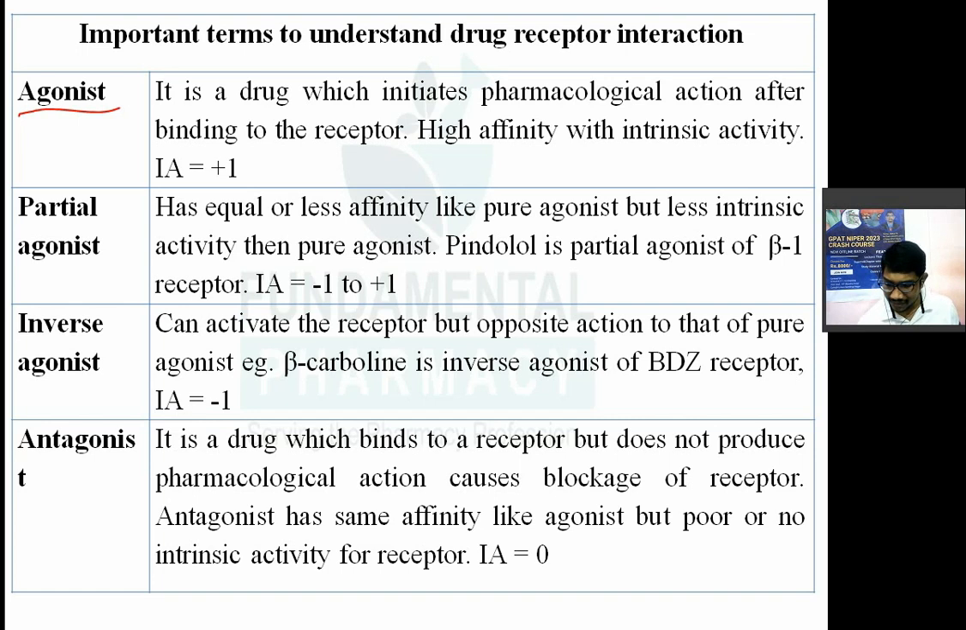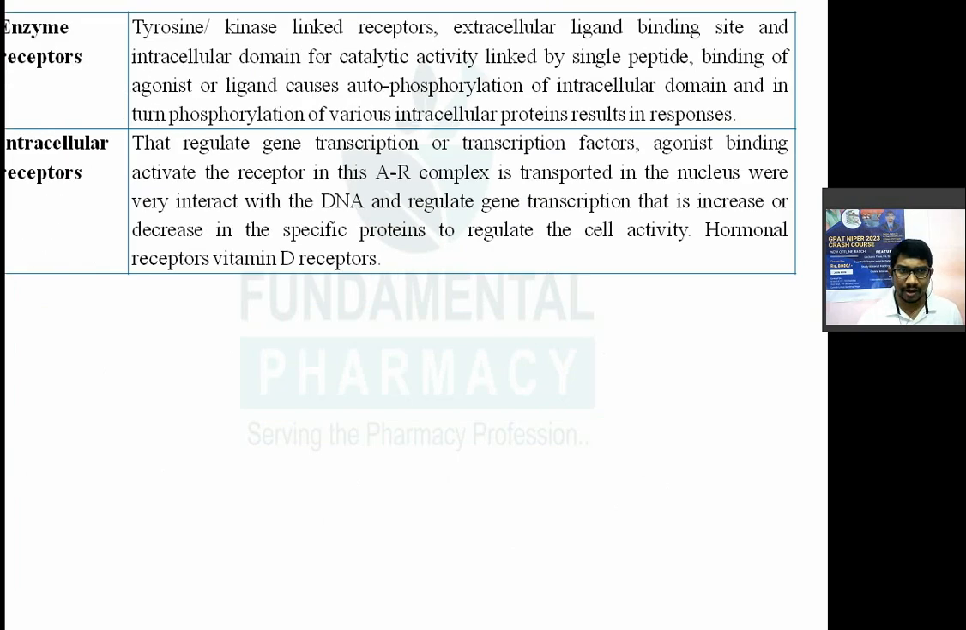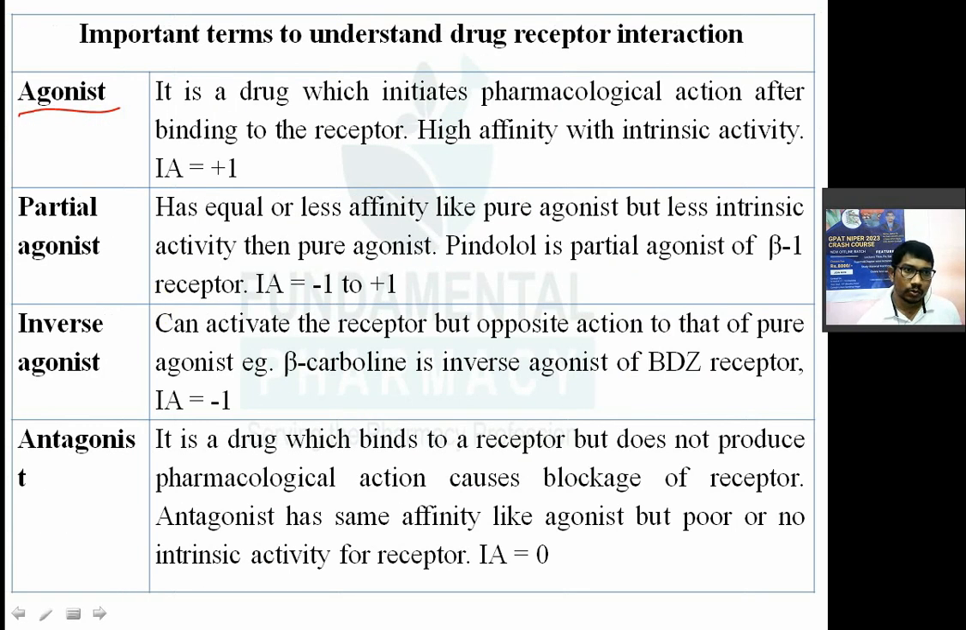But what does a partial agonist do? A partial agonist again has a high affinity, but it has only partial activity. So what is a partial agonist? It has a high affinity like a pure agonist, but definitely less intrinsic activity.